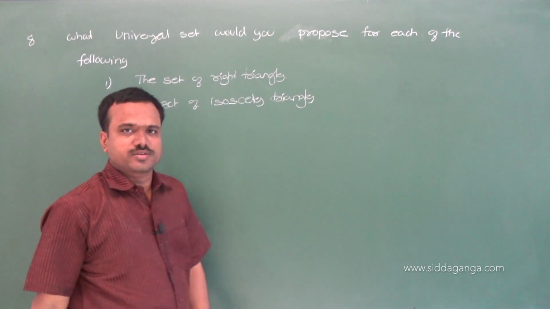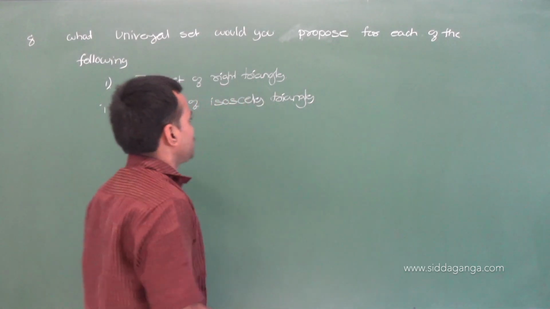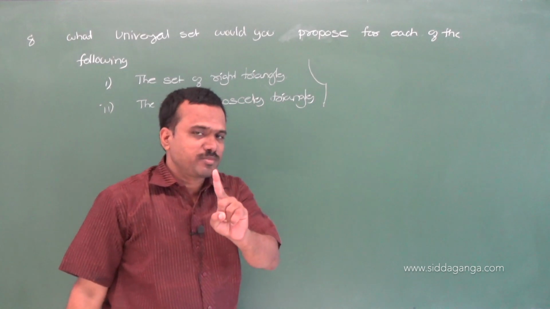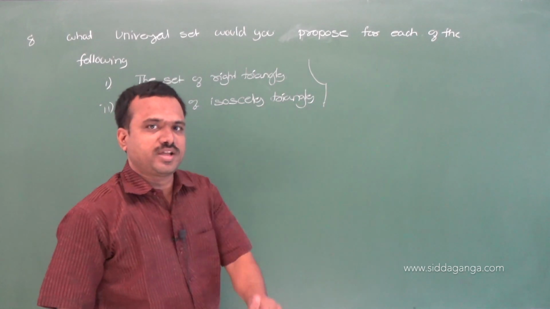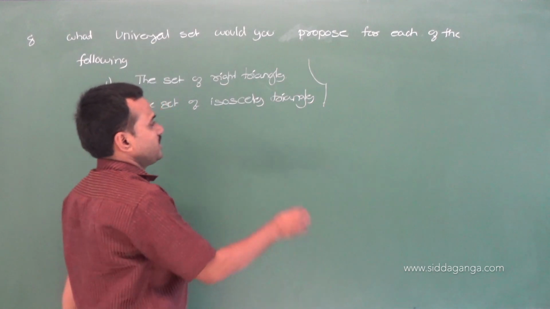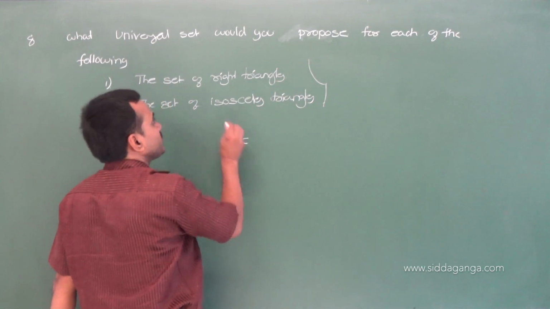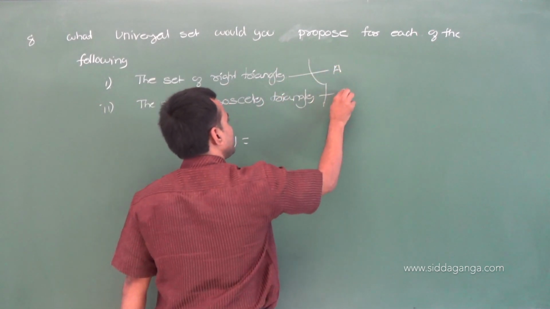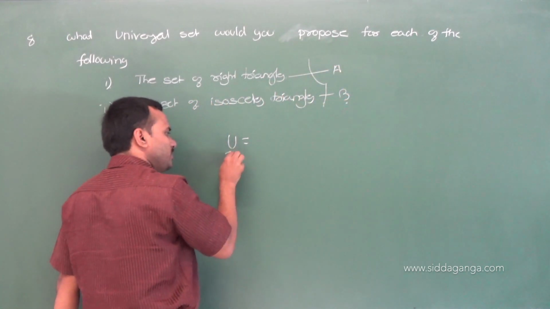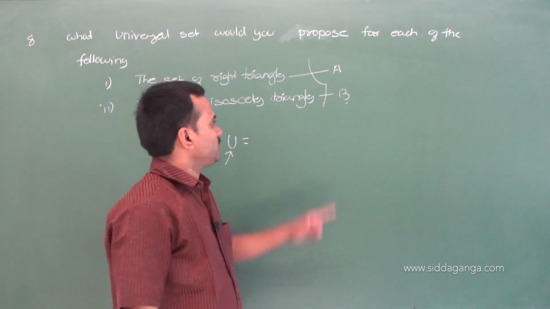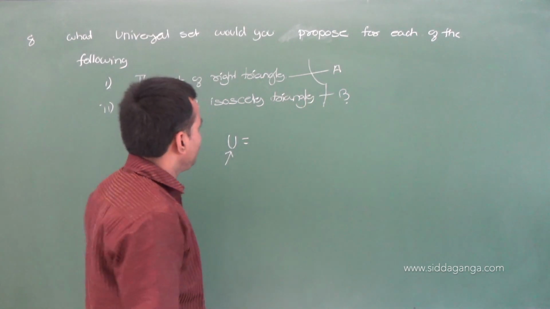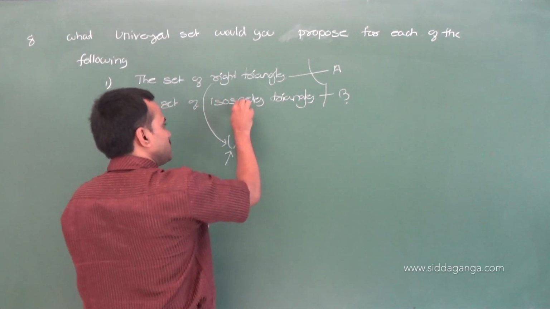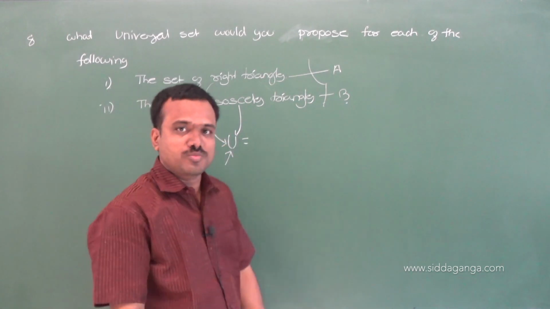So what he asks is that we have to write the universal set for these sets. Universal set means it is a big set, containing a number of subsets. If I write the universal set U, these two sets, this set I call A and this set I call B, both belong in U. Yes? These two belong in U, which means in the universal set, right angle triangles are present as well as isosceles triangles.